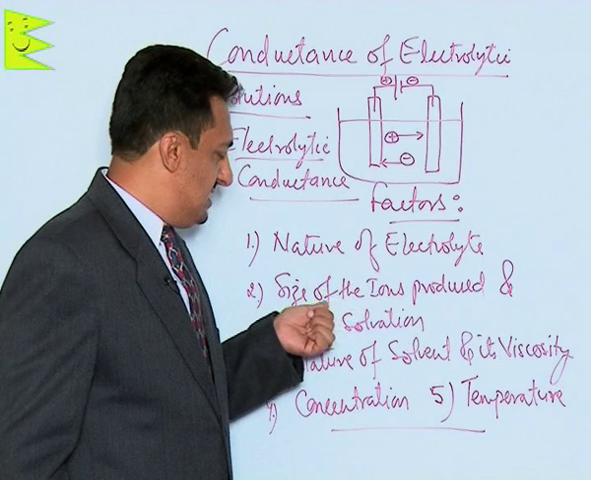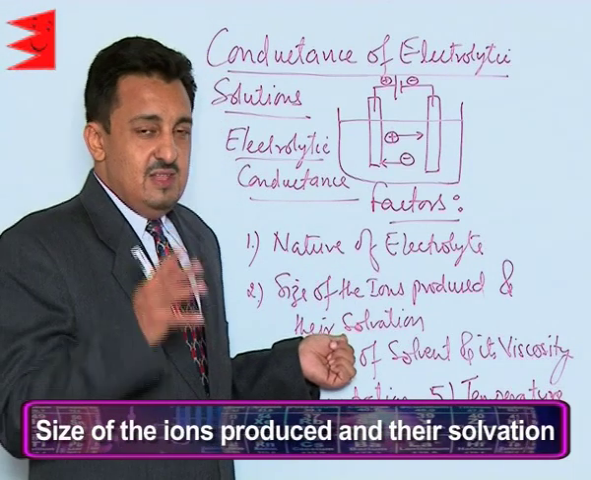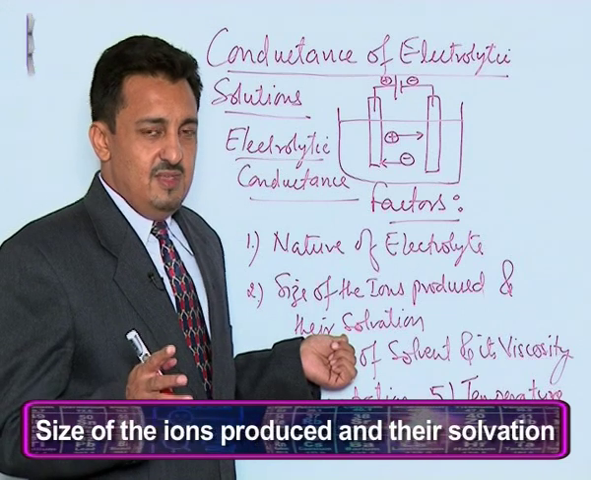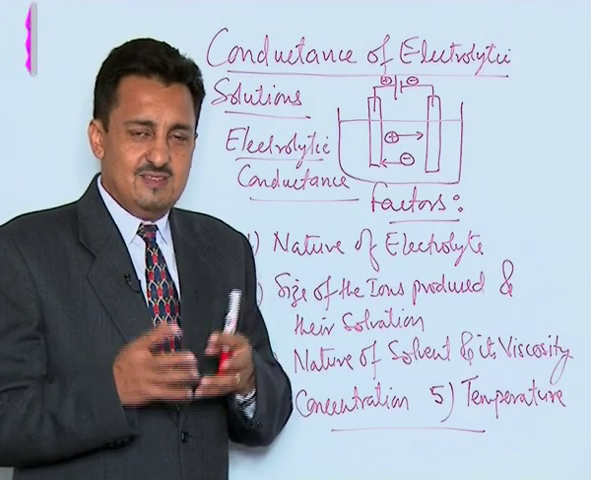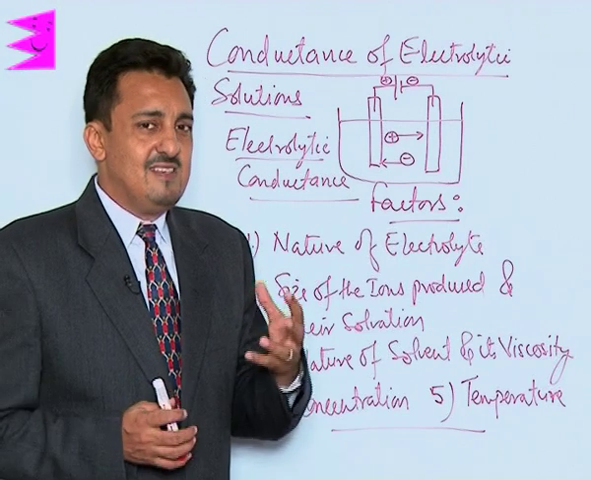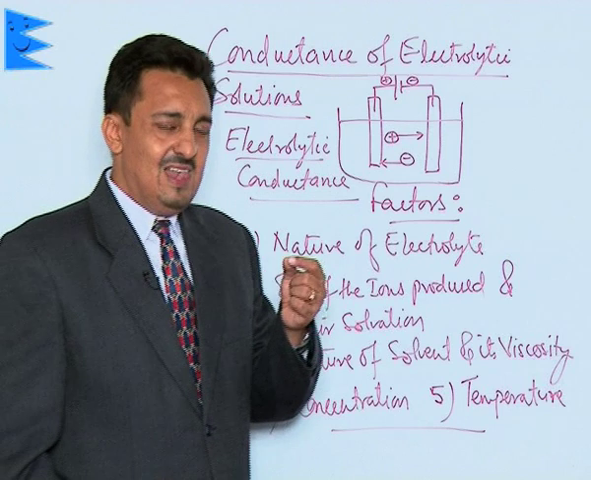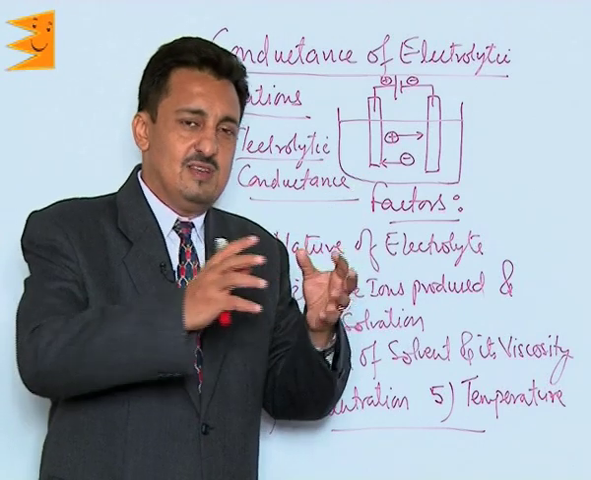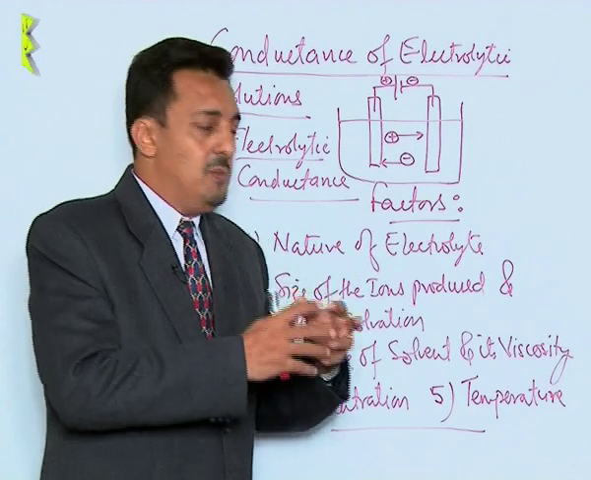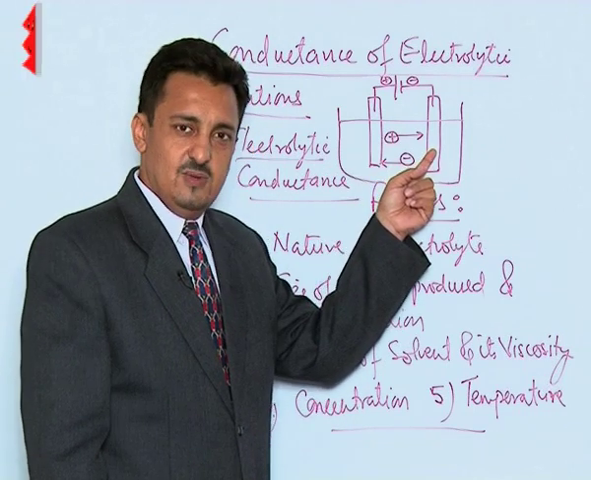The second factor is the size of the ions produced and their solvation. The next most important thing is what type of size the electrolyte is giving. The ion size again is very important. The ions are very similar to ants which are carrying their load and moving towards their target. In a similar way, the ions carry their charges and move towards their respective electrode.